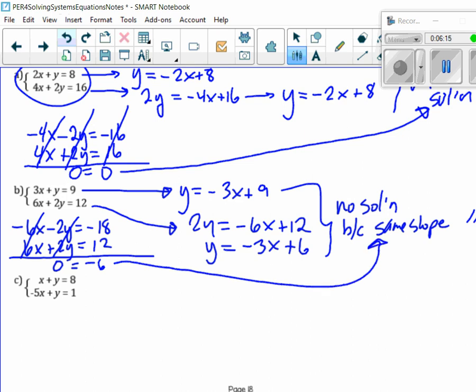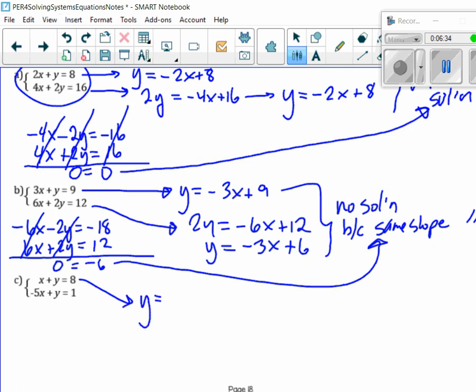So if you get something wonky like 5 equals 0 or 10 equals 3, something that can never happen, then you know that's a no solution. Okay, let's try the next one then. So let's get it into slope-intercept form. So what do we get here?